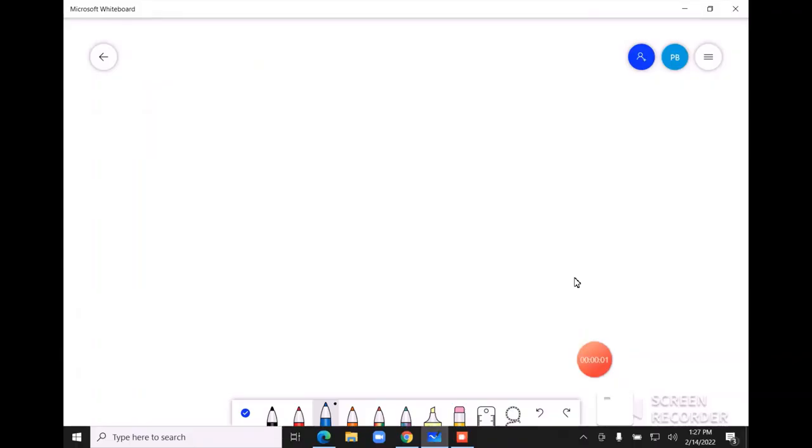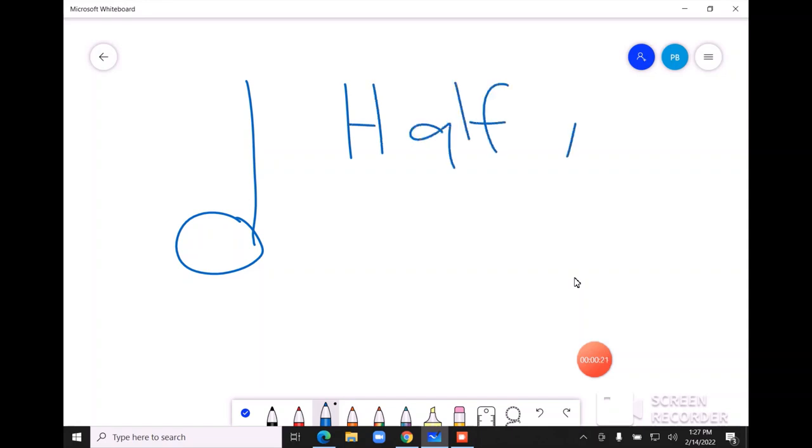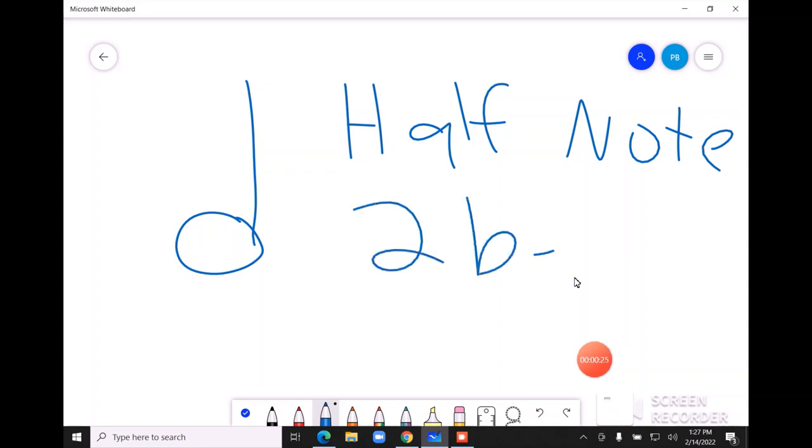Hi, I'm Mr. B, and today we're learning about musical math. So in order to do musical math, we'll have to review our note types. Do you remember what note this is? This is a half note, and it gets 2 beats. So if you're adding something in musical math, you would add 2 beats.